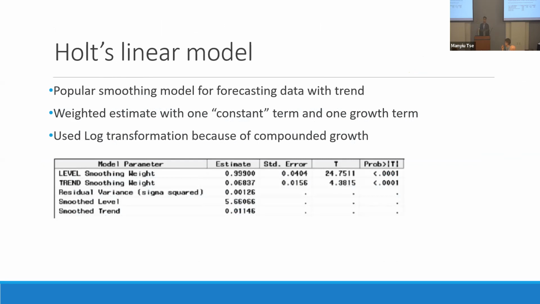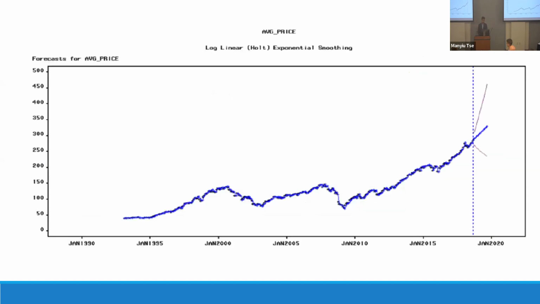So the first model we thought would outperform the log normal model is a Holt linear model. It's a really popular exponential smoothing model for forecasting data with trend. It's a weighted estimate with one constant term, which is kind of like a moving average that changes over time. And the growth curve is kind of like a slope that also changes over time. I ran the data through a log transformation before running the model because I believe that stock prices compound over time. So from this model, we got this graph from the time series forecasting system.